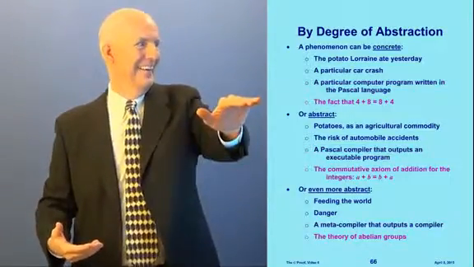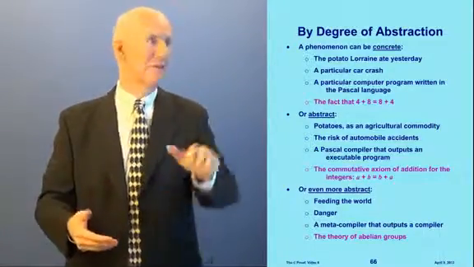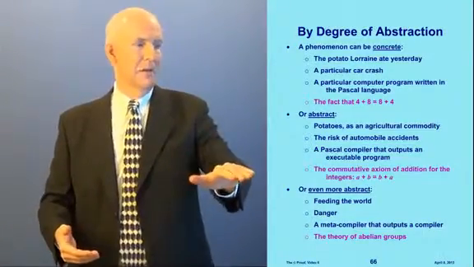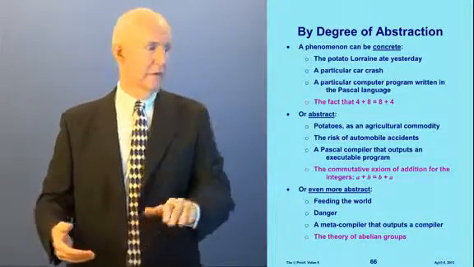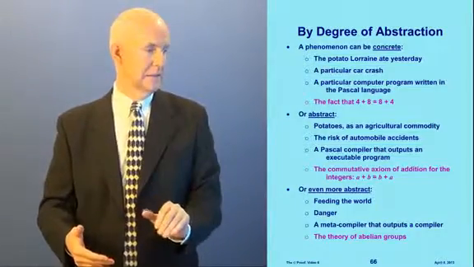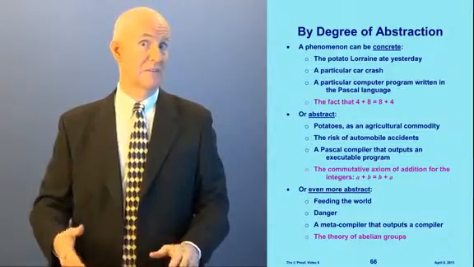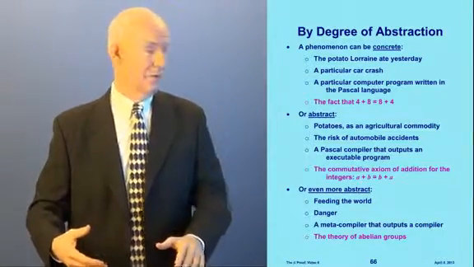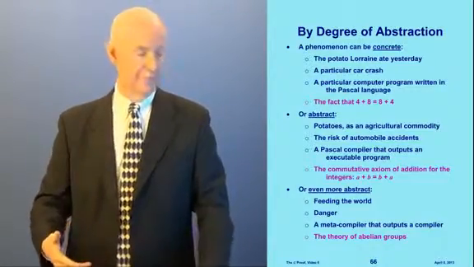Okay. The fact that 4 plus 8 is equal to 8 plus 4. That's very concrete. How about the commutative axiom of addition for the integers? A plus B equals B plus A. That's more abstract. How about the theory of abelian groups? This is kind of from higher mathematics, abstract algebra, and that's even more abstract of the same idea.